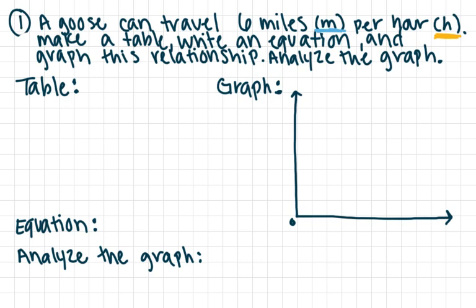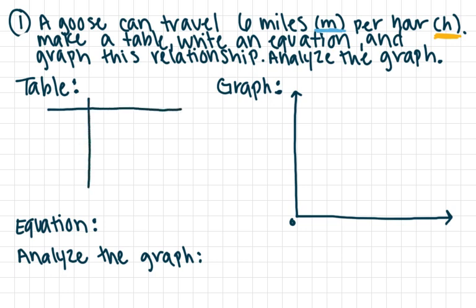The directions say to make a table, write an equation, and graph this relationship, and then they want us to analyze the graph. So let's go ahead and jump in. I will tell you the easiest way to start these problems is to make a table first. From that table we can build the graph. From that table we can figure out our equation. So I'm going to draw a very simple table here.